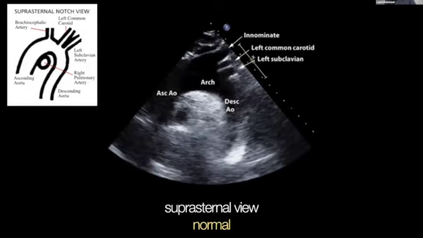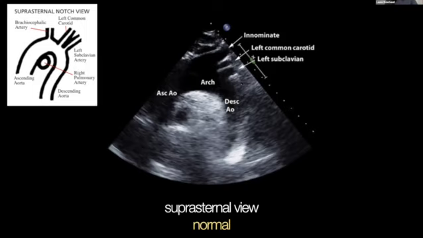This is the view that you should be getting. It's not easy in everyone. I have to say, word of caution here, but it is something that if you practice, you will be better at it. So what are we looking at here? We're looking at a suprasternal view that is normal, where we see the ascending aorta, the arch, and the descending aorta with the left-sided vessels, so left common carotid and left subclavian artery.